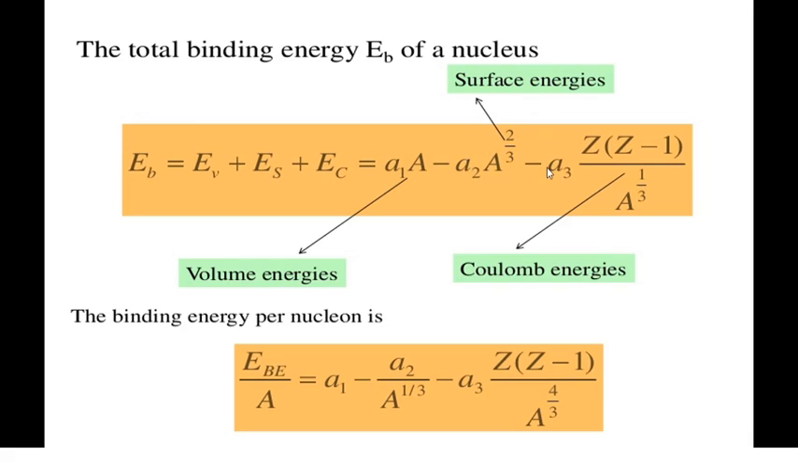So surface energy and Coulomb energy will decrease the binding energy, as these terms are negative. Now this is the total binding energy, and we had plotted the graph in binding energy per nucleon. Per nucleon means E_B must be divided by A, so that it will give you binding energy per nucleon. So E_B by A is the binding energy per nucleon. Divide this whole equation by A, so that you will get A1 minus A2 by A raised to 1 by 3 minus A3 into Z minus 1 by A raised to 4 by 3. So this is the binding energy per nucleon formula, and you can plot these values.